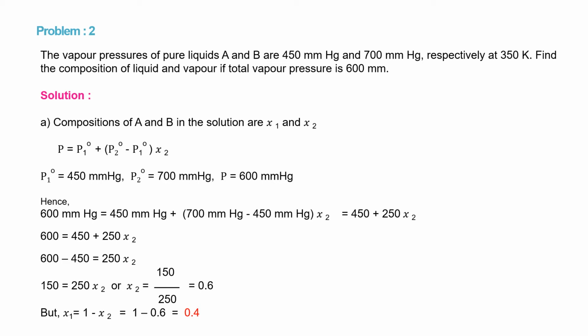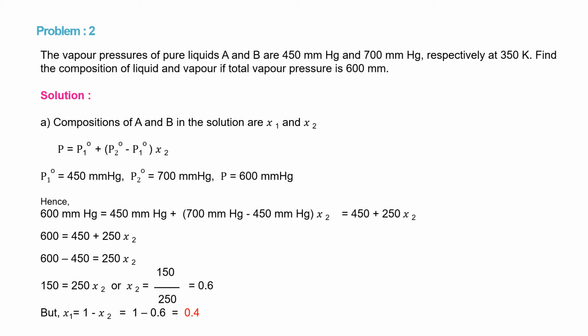Now next sum is on relative lowering of vapor pressure. The vapor pressures of pure liquids A and B are 450 mm mercury and 700 mm mercury respectively at a temperature of 350 Kelvin. Now find the composition of the liquid and vapor if the total pressure is 600 mm.